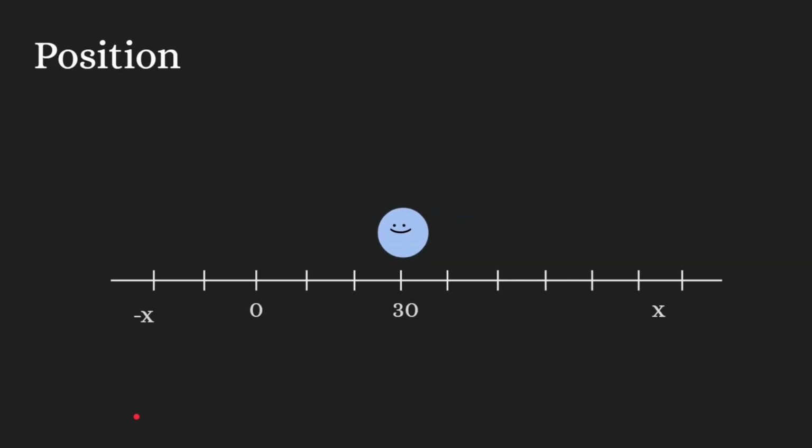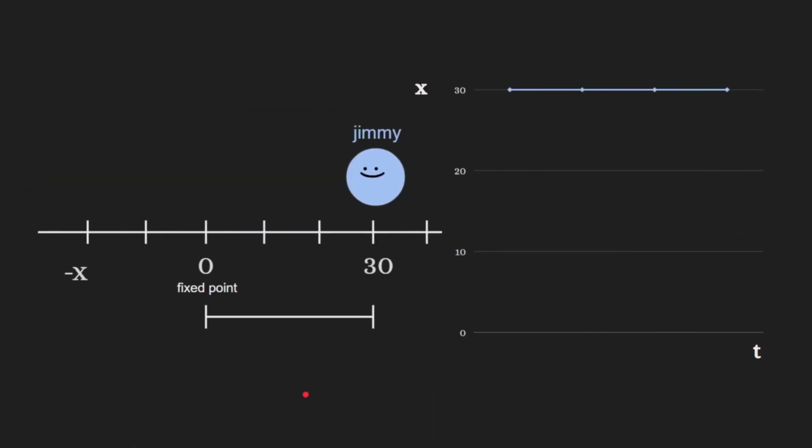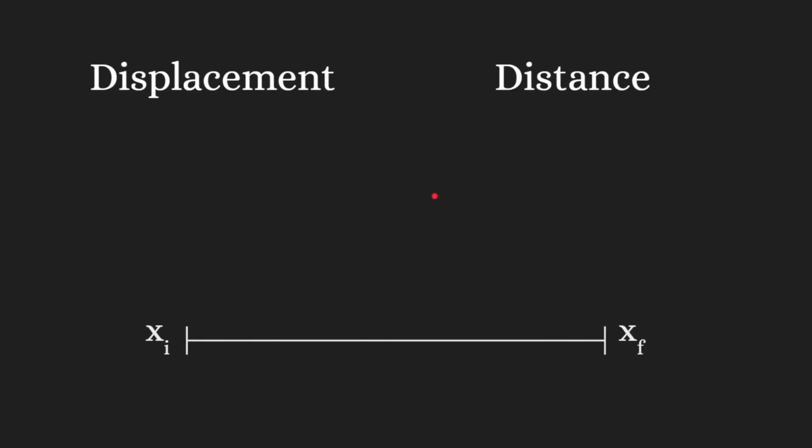Kinematics starts with position, which is just where an object is relative to a fixed point. So let's just say we got Jimmy here. He's going to be our demonstrator and he's chilling on the number line. To find his position, we first look at where 0 is, which is our fixed point, and we compare his location in relation to that 0. If we were to graph this, it would be a straight line because Jimmy's lazy. So as time progresses, Jimmy's position stays the same. He stays at 30.